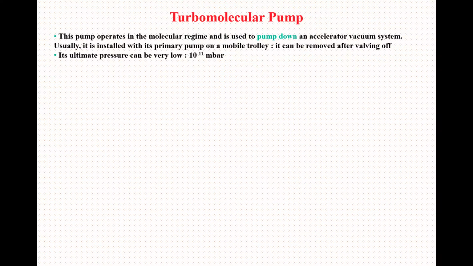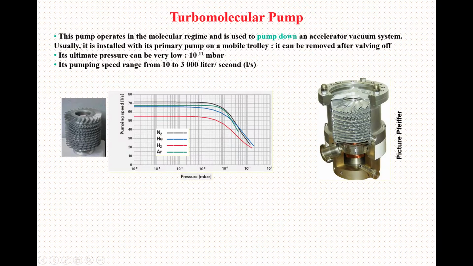This kind of pump can reach very low ultimate pressures. How low? The scale is given: it can be as low as 10 raised to power minus 11 millibar. This is the ultimate pressure up to which the turbomolecular pump can reach.